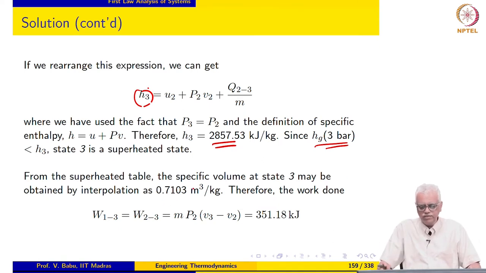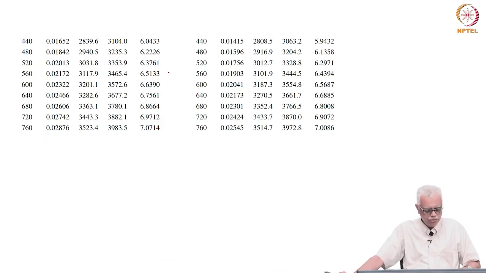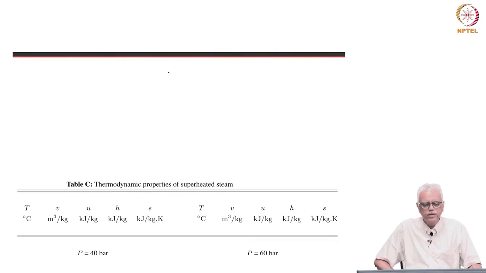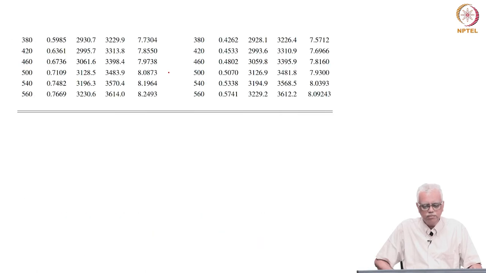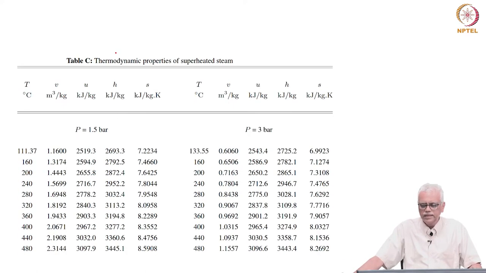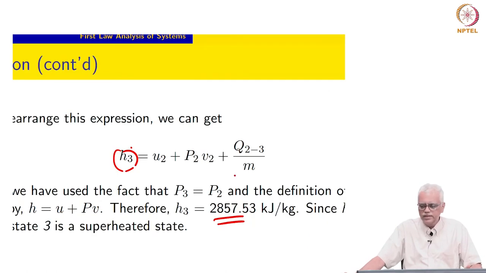So we go to the superheated table now and we can get the specific volume at state 3 to be equal to 0.7103. Let us quickly take a look at how we use the superheated table. We have been given the pressure to be 300 kilopascal or 3 bar. So here we have the superheated steam table at 3 bar, and we are also given the specific enthalpy to be 2857.53.